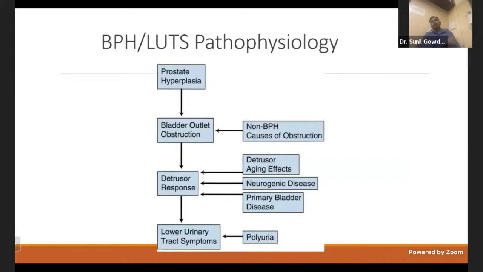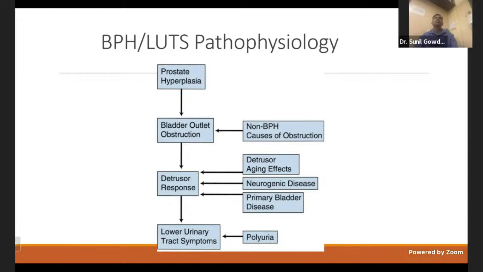Moving to the BPH or LUTS pathophysiology, as already discussed, this prostatic hyperplasia will result in bladder outlet obstruction. There are other causes of bladder outlet obstruction which we already discussed, like urethral stricture disease, carcinoma of prostate, etc., which can also result in the same pathophysiology. Whenever there is bladder outlet obstruction, as I told you, there are increased changes which occur in the bladder wall.